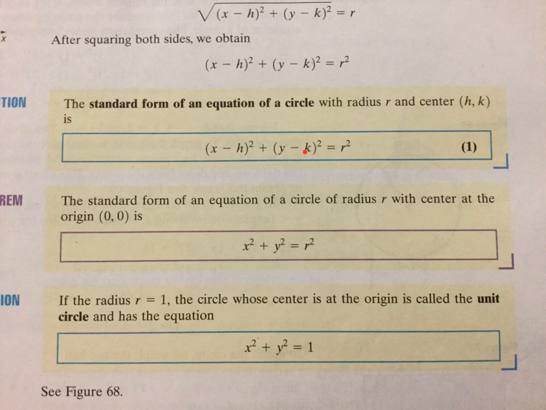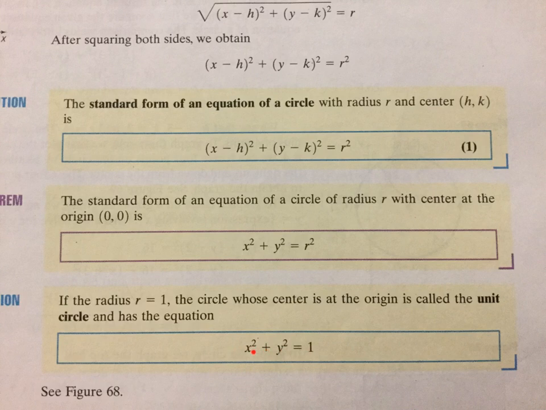So then if this was 0, 0, then I would just be left with x squared plus y squared equals r squared. Right? Good. Which again, yes, looks just like Pythagorean theorem. And then the last one says, okay, well, what if the center was the origin, and what if the radius of my circle was 1?